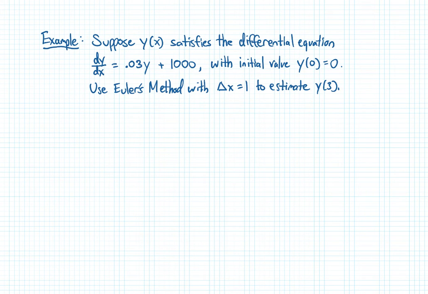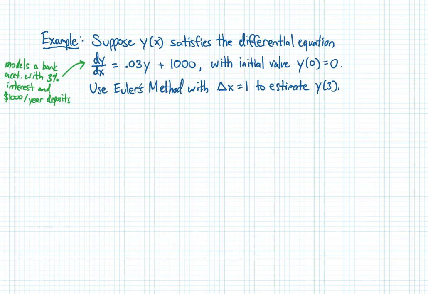Okay, so here's an example. Suppose y of x satisfies this differential equation, dy dx equals 0.03y plus 1000, with initial value y of 0 equals 0. Use Euler's method with delta x equals 1 to estimate y of 3. And just as a side note, this differential equation could be used to model a bank account where you're earning 3% interest and putting in $1,000 per year into the account. And so this question would be to estimate how much money you would have in the account after 3 years.